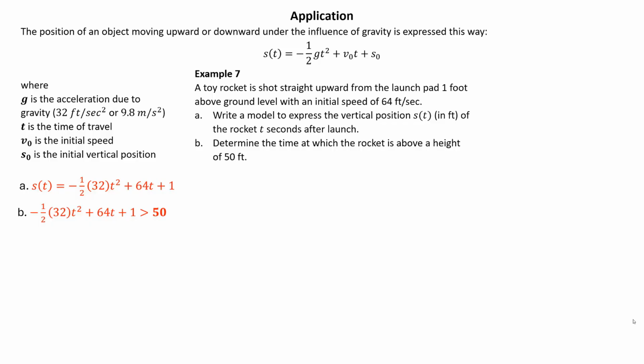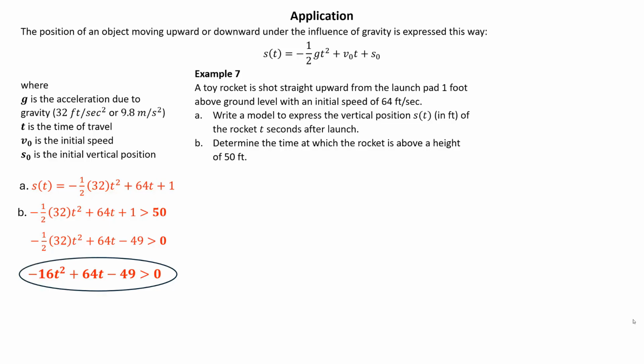B says determine the time at which the rocket is above a height of 50 feet. So we want to know when is that s of t, that function, greater than 50. So the first thing we need to do is get everything on one side. So we're going to subtract 50 on both sides, and after we simplify that and make it look a little bit better, we're going to have negative 16t squared plus 64t minus 49 is greater than 0. So we know that if we use the quadratic formula, we can find out what the zeros of that function are, where it crosses the x-axis.